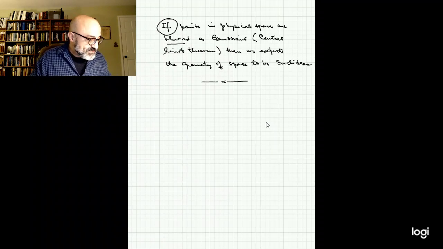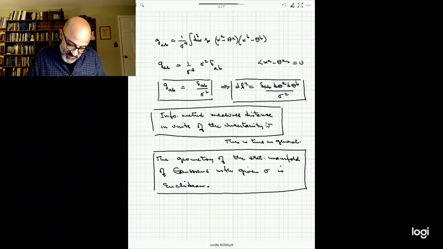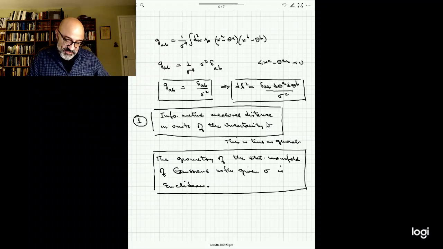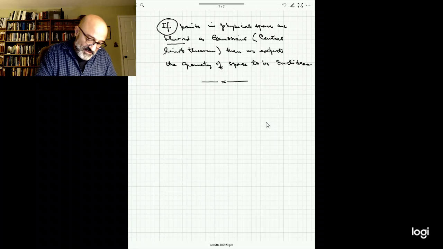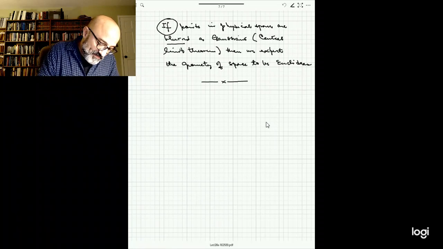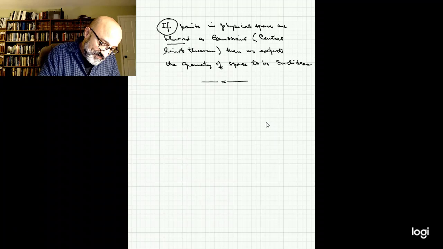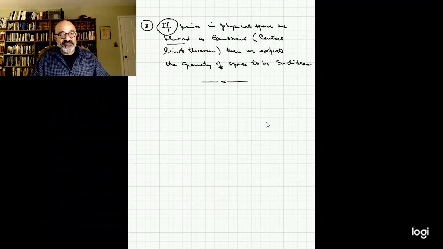Very good. Next interesting remark that we would like to make here. Let me see. First remark, the information metric measures distance in units of the uncertainty. The geometry of Gaussians is Euclidean. Possible physics consequence. Sometimes my pen does not write. Very good, now it did.